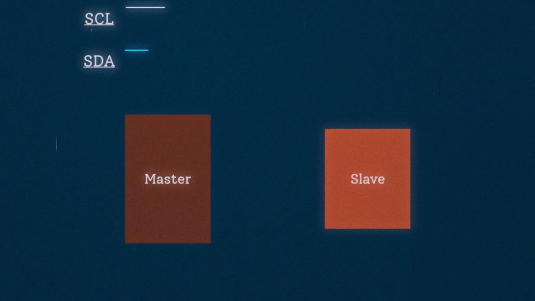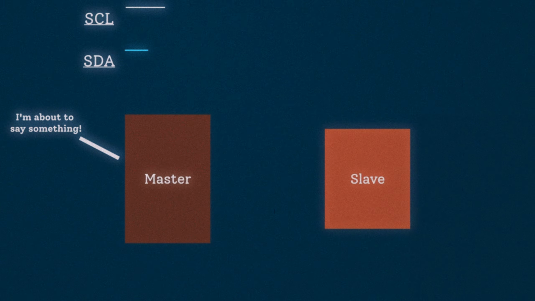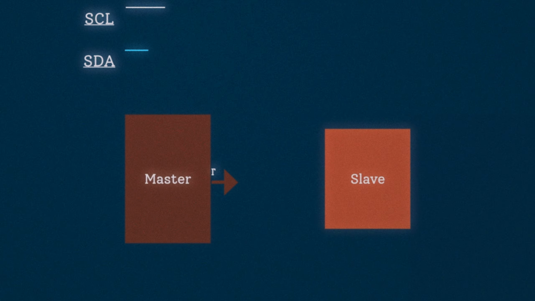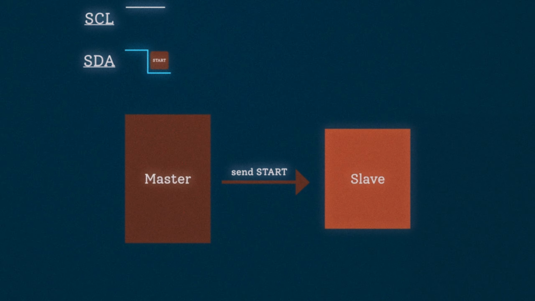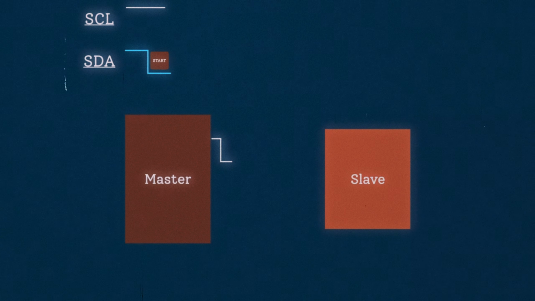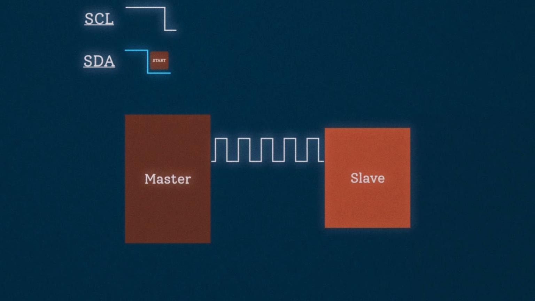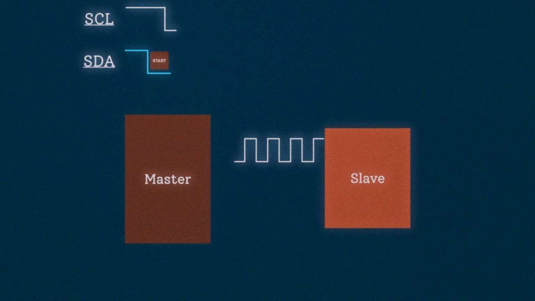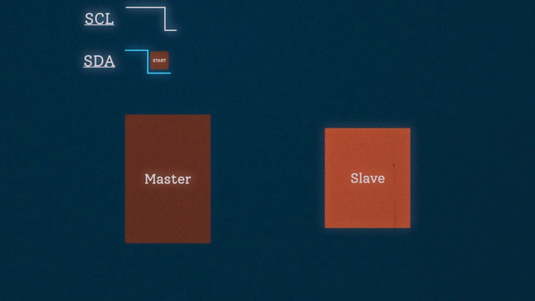If the master wants to write some data to their slave, they need to tell their slave, "Hey, wake up, I'm about to say something." In other words, they have to send a start signal. This is accomplished by pulling the serial data pin low while the serial clock pin is high. After sending out the start signal, the master will start generating the clock signal via the serial clock pin so that master and slave can start interpreting the signals on the serial data line.